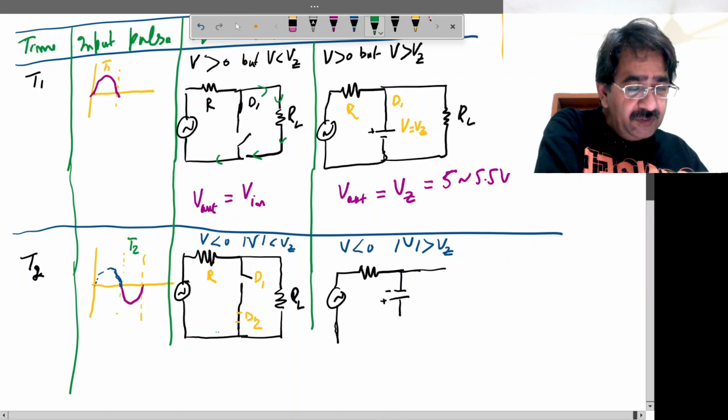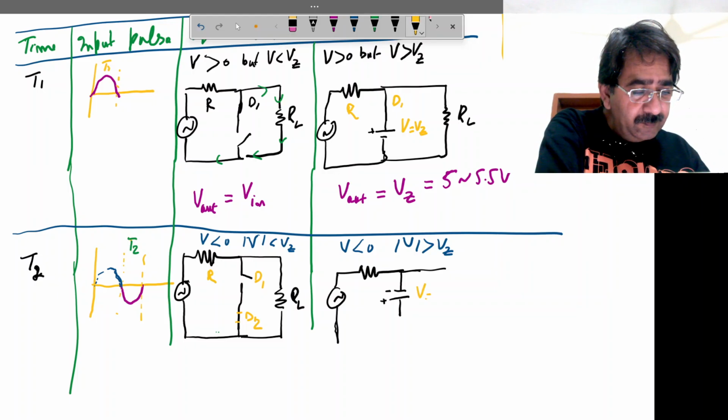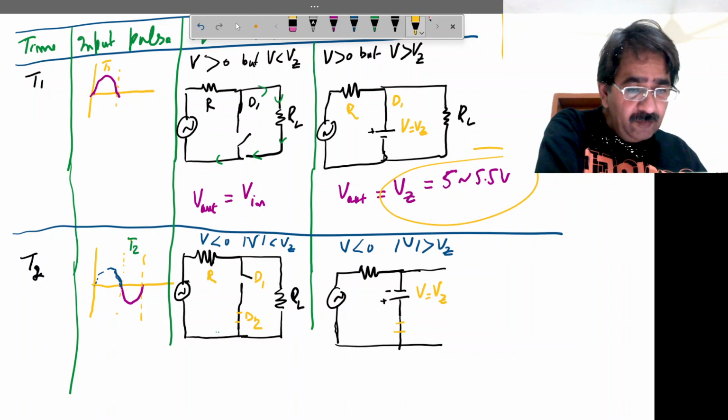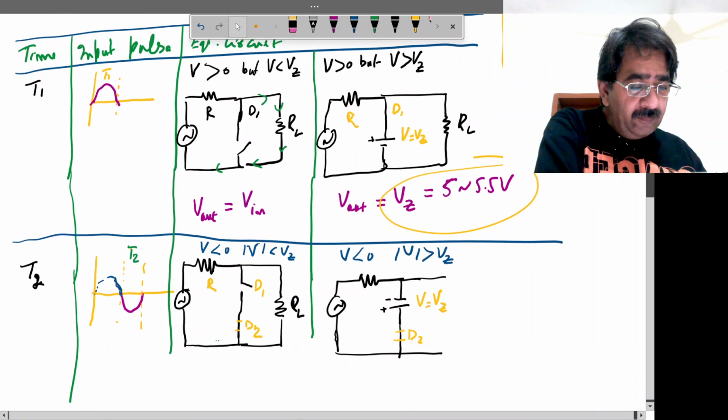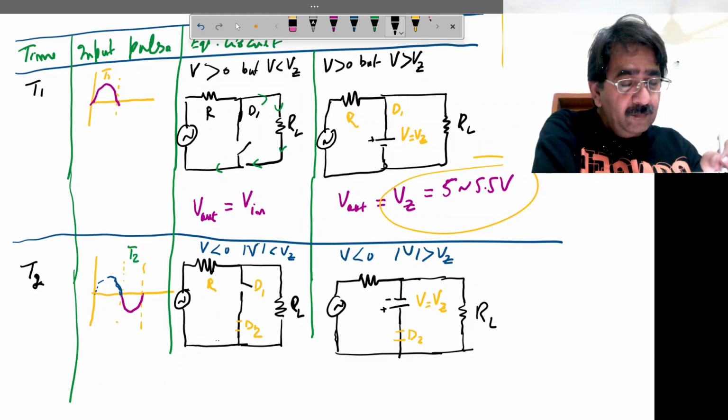And the voltage V will be equal to Vz, which is roughly equal to 5. So diode D2 will act as forward biased, and so all the current will pass through the load.